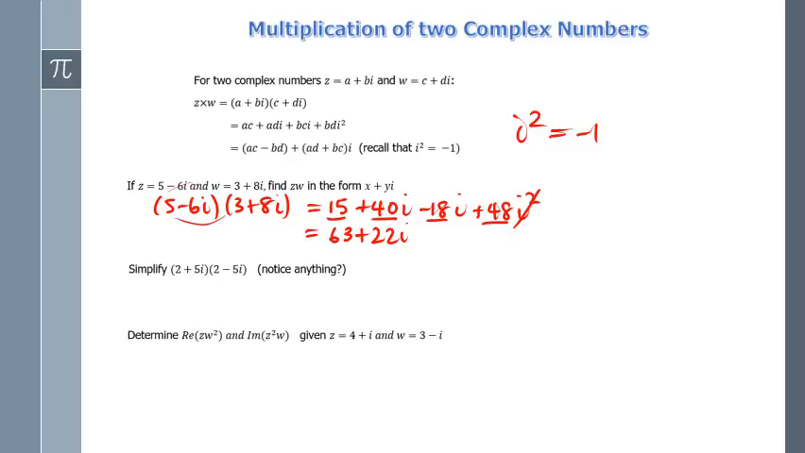Here, if I multiply 2 plus 5i by 2 minus 5i, we're going to end up with 2 times 2, which is 4. 2 times negative 5i is negative 10i. 5i times 2 is positive 10i. And then negative 5i times positive 5i is going to give me negative 25i squared. The 10i and the 10i cancel each other out because I've got negative 10i and plus 10i. i squared is negative 1, which makes this positive. So we just end up with 29.